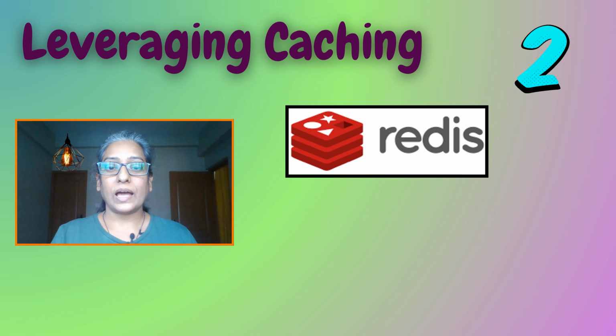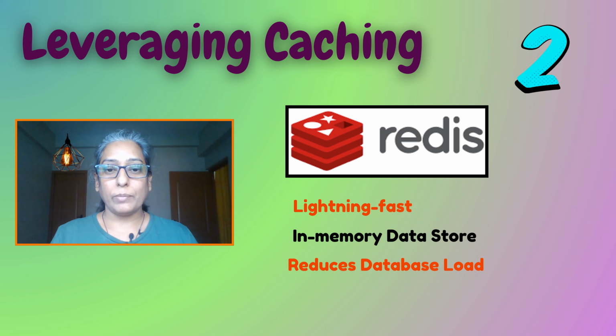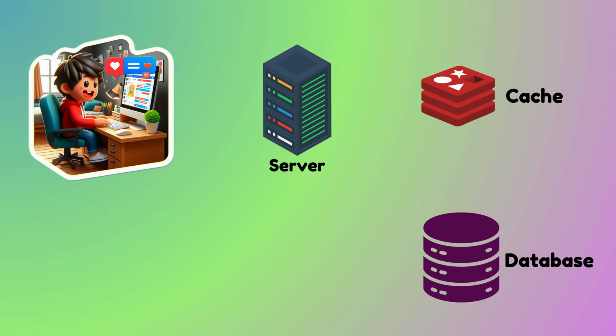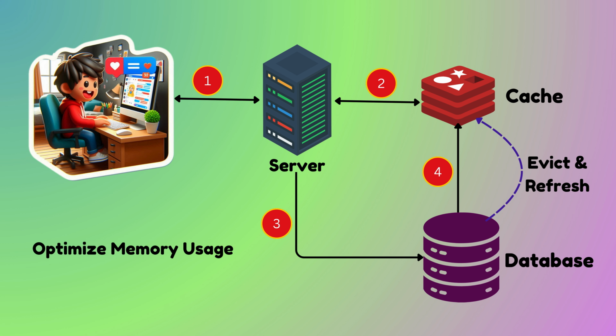So, what's the next step? And what's the solution? Redis, a lightning fast in-memory data store that reduces database load by acting as a cache. When a user views the content, the system first checks Redis to see if the user has already been counted. If the user is not found in the cache, the system queries the database and caches the result in Redis for future requests. Redis can be configured with eviction policies to remove old or irrelevant data, optimizing memory usage.